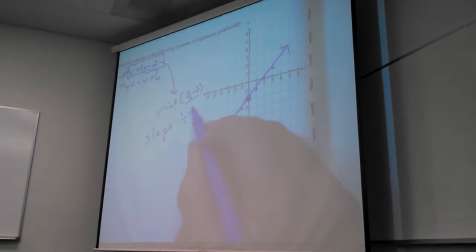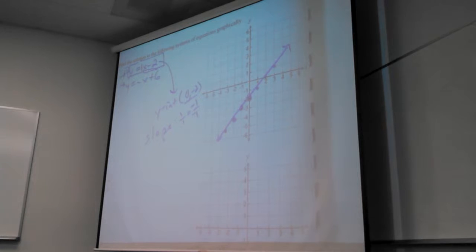Now, this is the same as -1 over -1, which means I can go down 1, back 1, down 1, back 1. All right, let me stop there for a second. So everybody right now, especially because we just took a quiz on it, you should be able to do that. That's the quickest way to graph a line.